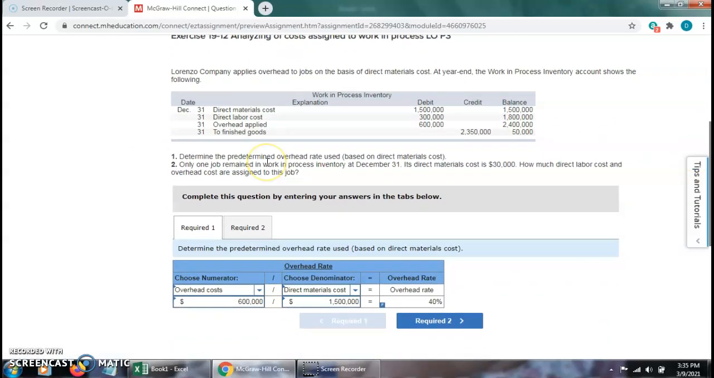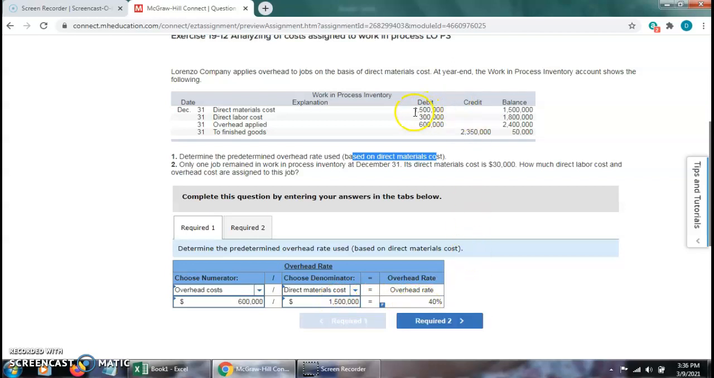Again, calculate the predetermined overhead rate. What we're going to do is take our overhead applied, which is given to us right over here, divided by our direct materials cost, because it's based upon direct materials cost. So this is the base, $1.5 million. That gives us an overhead rate of 40%.